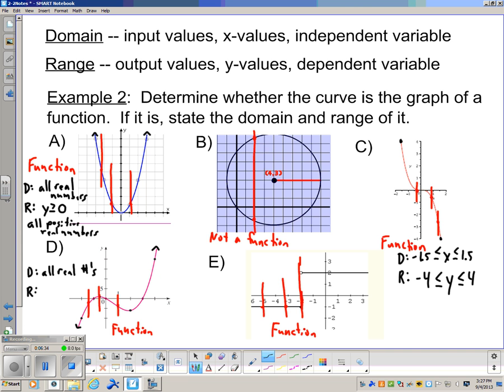And then the range here, they can keep going down, so they keep getting negative here. Up here, they can keep getting positive, and it looks like we have a value of 0 there as well. So all real numbers.